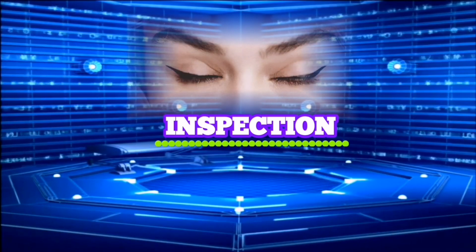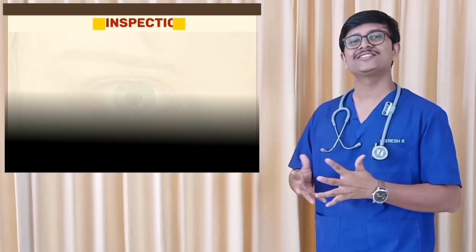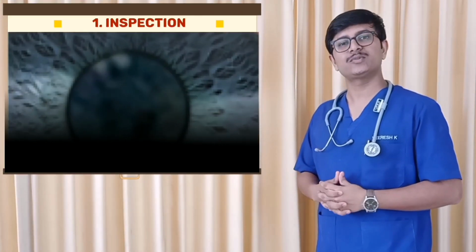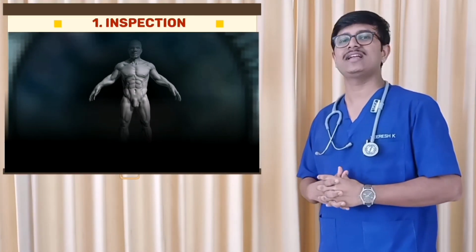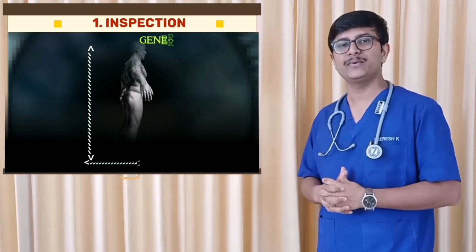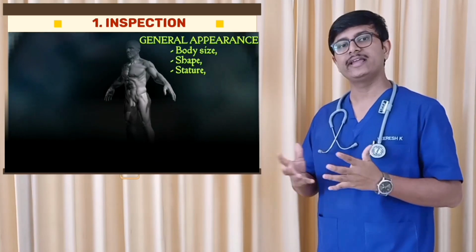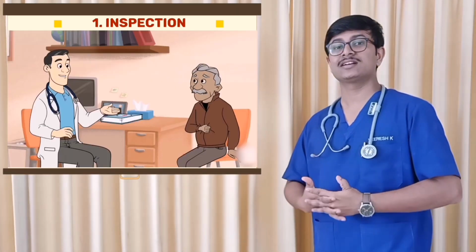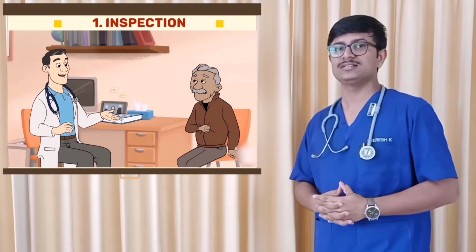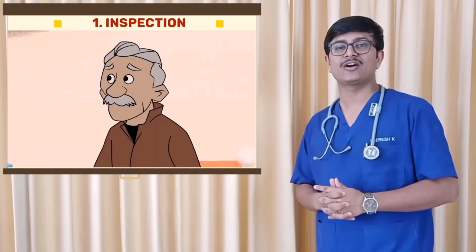Inspection. Inspection is a visual examination of the body. It involves careful and keen observation of the client's general appearance, that is, body size, shape, stature, gait or posture. It involves correlating the client's words with the body language, whether the client's expressions are in accordance with the body language.